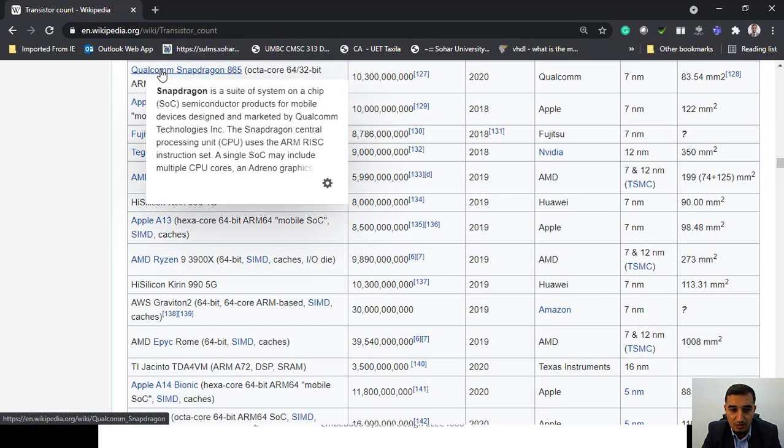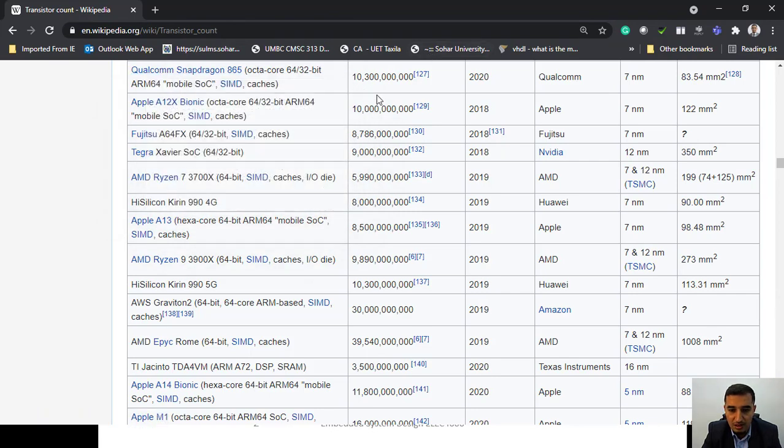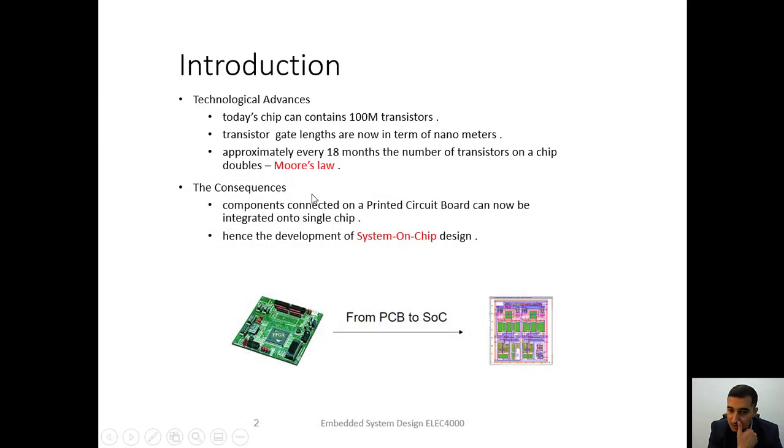This is the Snapdragon, which is used in Samsung phones, with around 10,300,000,000 transistors. So as you can see, the number of transistors is increasing, and by Moore's law, approximately every 18 months the number of transistors doubles. Every 18 months, the number of transistors will double according to Moore's law.